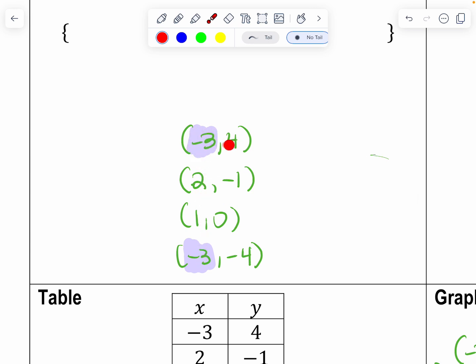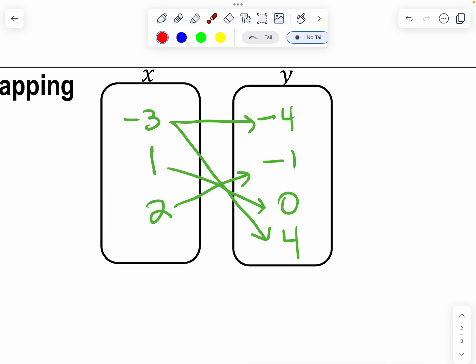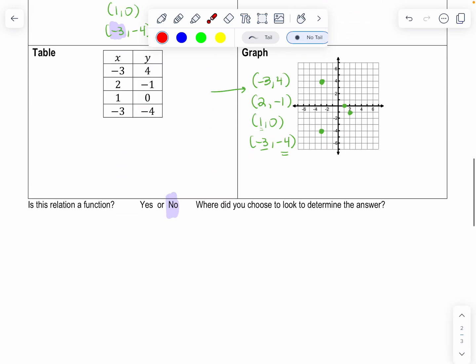-3 is supposed to give me a 4. That's what it gave me. Next time around, -3 does not give me the same answer. These are not the same. So I can tell you right away it's not a function. And I like looking at the mapping. -3, this input gives me 2 different outputs. That's a problem. That machine is unpredictable. It is not functioning well. Hence, we would call it not a function.